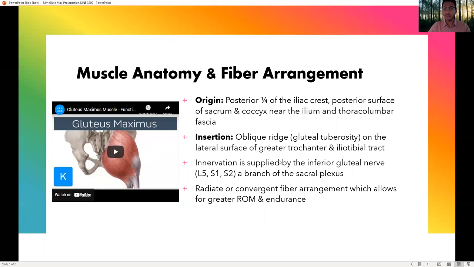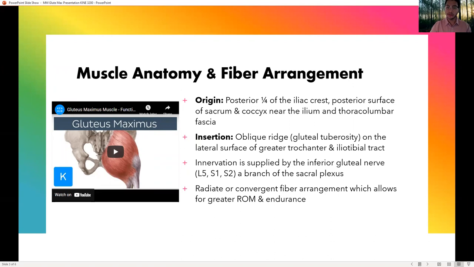Muscle anatomy and fiber arrangement. The origin is on the posterior 1/4 of the iliac crest, posterior surface of the sacrum and coccyx near the ilium and the thoracolumbar fascia. The insertion is the oblique ridge, known as the gluteal tuberosity, on the lateral surface of the greater trochanter, and the iliotibial tract is where it terminates on the lateral side of the knee.